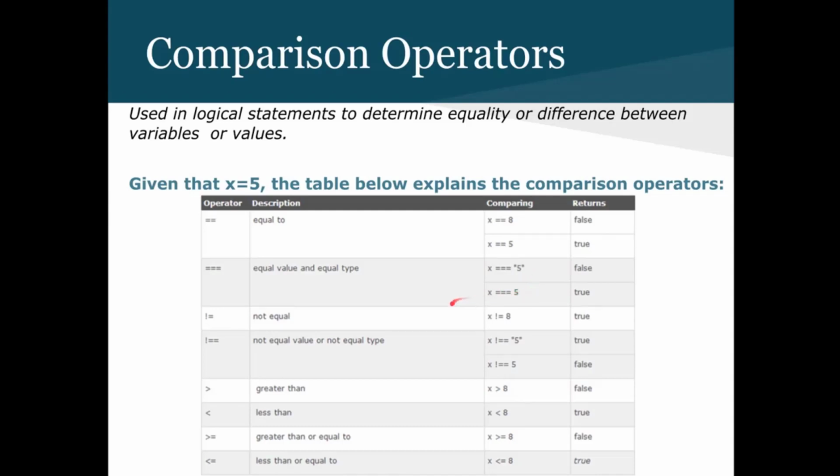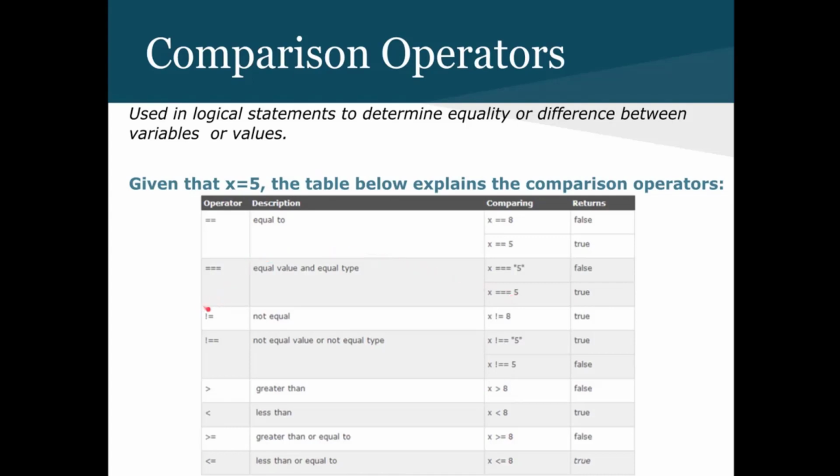So here we can see x, the number 5, is not equal to the character 5. So that returns false, versus the number 5: is that equal in both value and type? Then yes, that's true. Number 5 is equal to number 5 in both value and type.